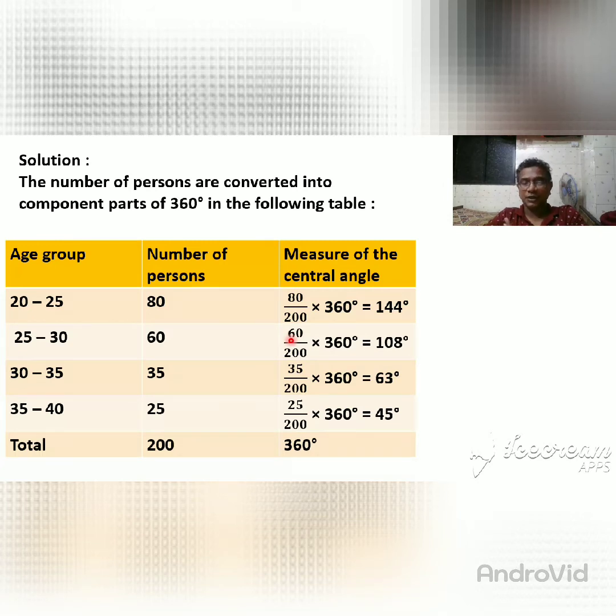So here you get 3. 3 sixes are 18, 8, 1 is carry. 3 threes are 9, 9 plus 1 is 10. So 180 degree. Then 30 to 35.